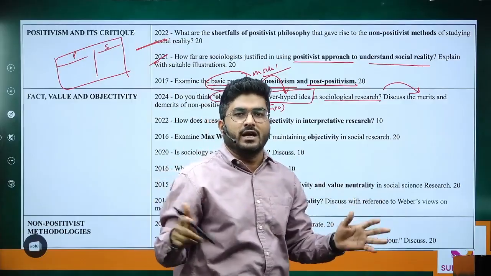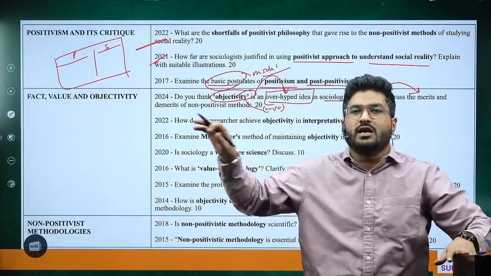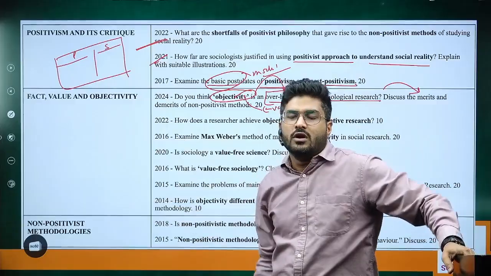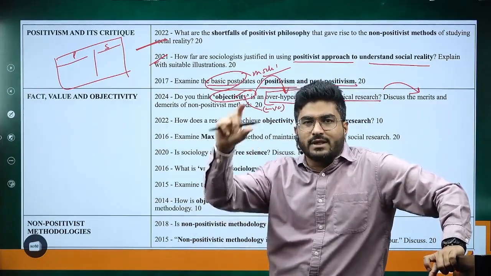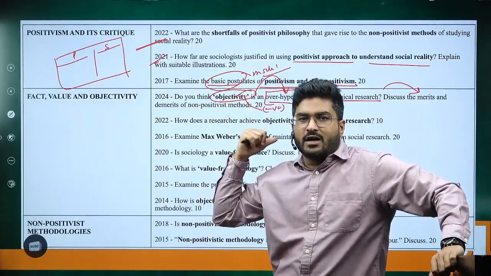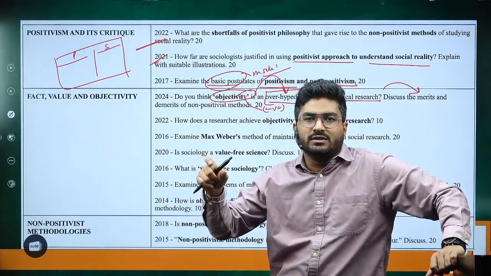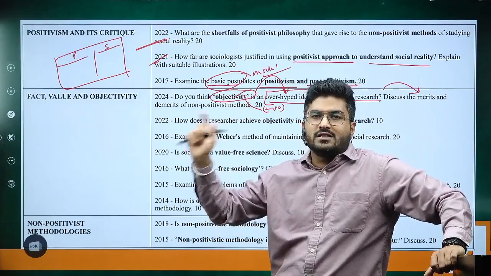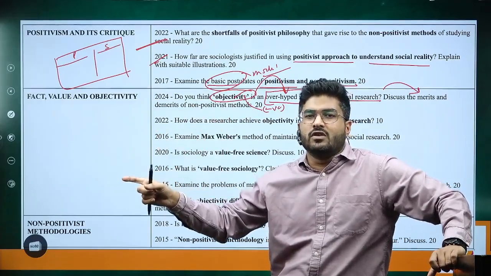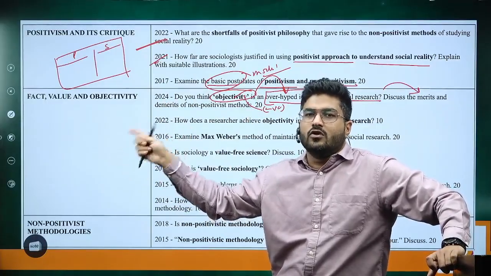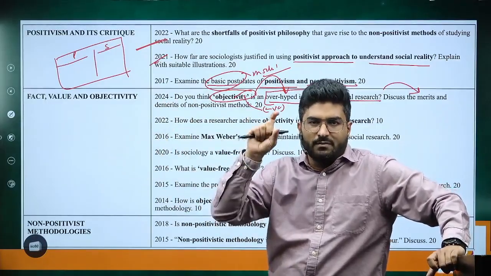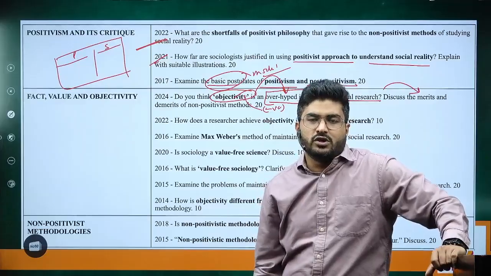Don't write randomly that objectivity means this, then make a table and start writing merits and demerits of positivism and non-positivism. First try to bridge that gap, between objectivity and the second part of the question, the merit and demerit points. Okay, so the extra focus which the positivists were giving to objectivity, the failure of it led to the growth of the non-positivist school. That will be the bridge of your answer from introduction to body part.